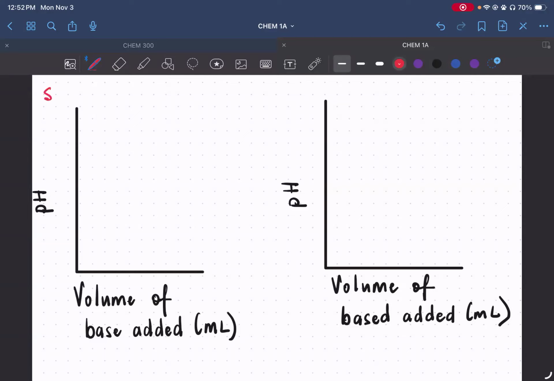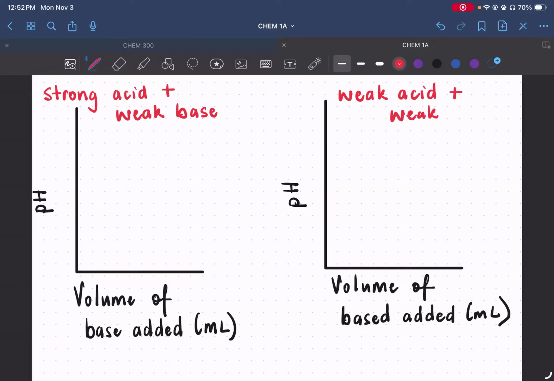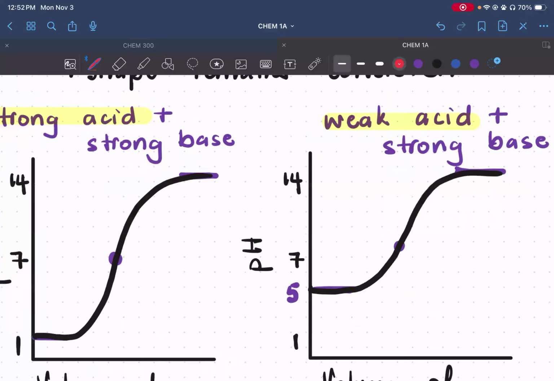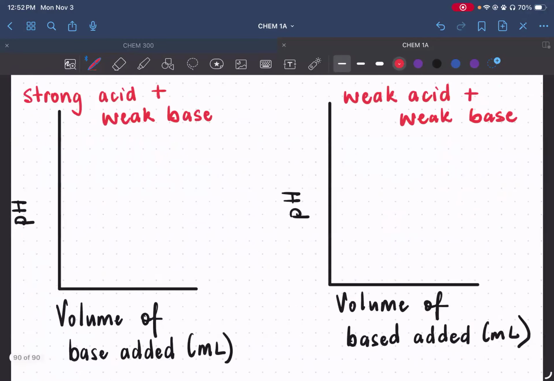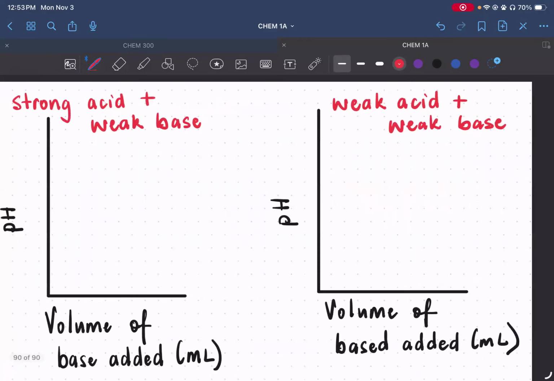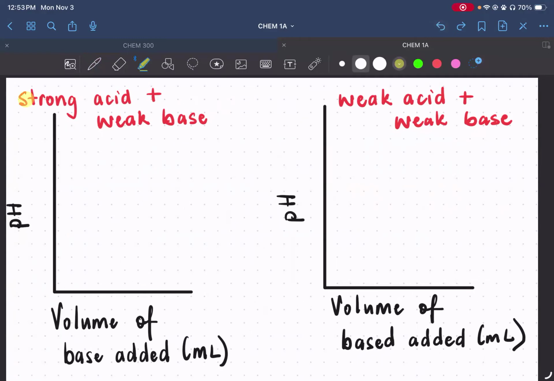In this case, we will be looking at a strong acid added to a weak base, and a weak acid added to a weak base. Remember, in the previous 2 graphs, the bases were strong. The acids changed. Here, we now are working with a weak base and changing the acid strength.